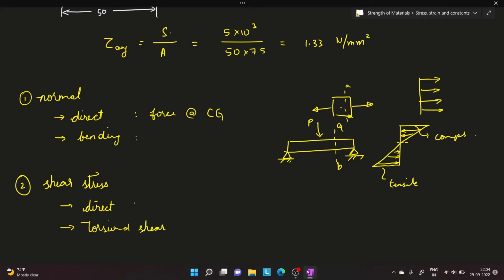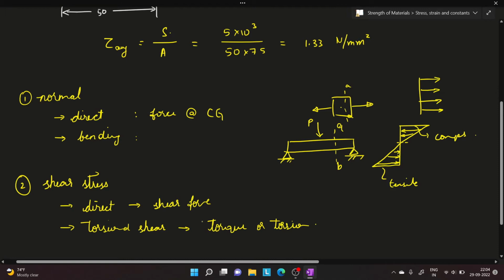This is because of the direct shear force which has been acting on the surface. This torsional shear force is due to torque applied to a particular rotating element, or torsion.